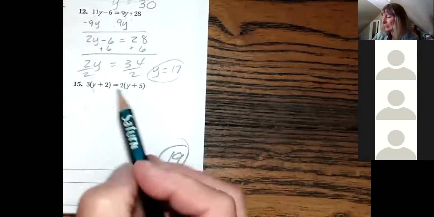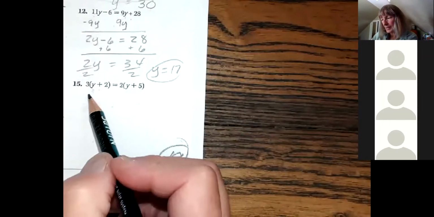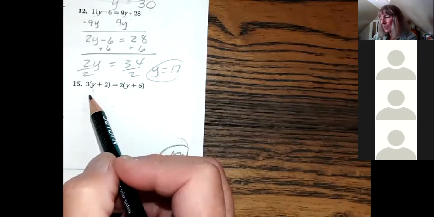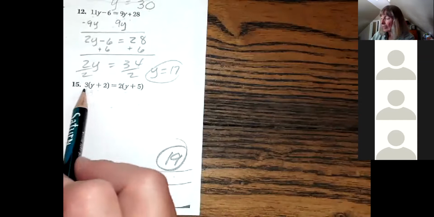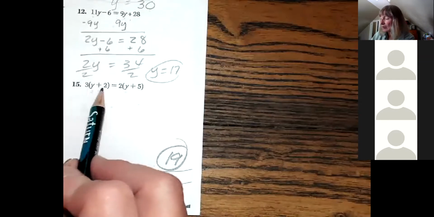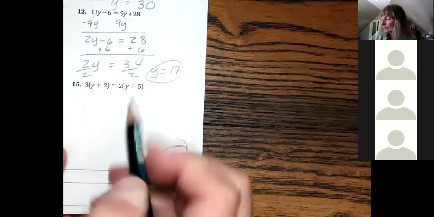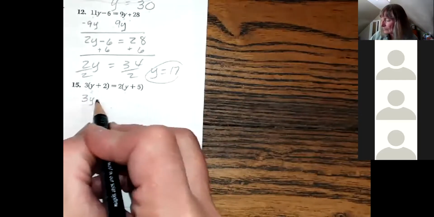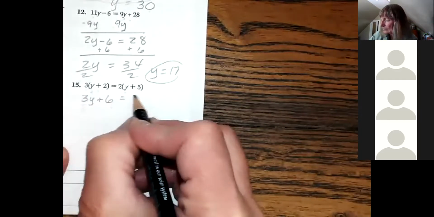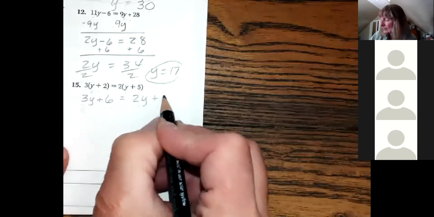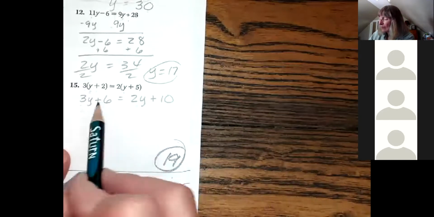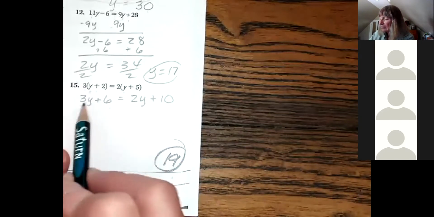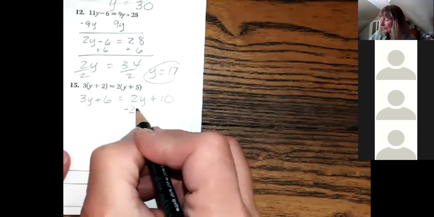And for this one, there's no reasonable choice to make except to go ahead and do the distributive property here and here. So that would be 3y plus 6. Then we have y's on both sides. Let's get rid of these 2.